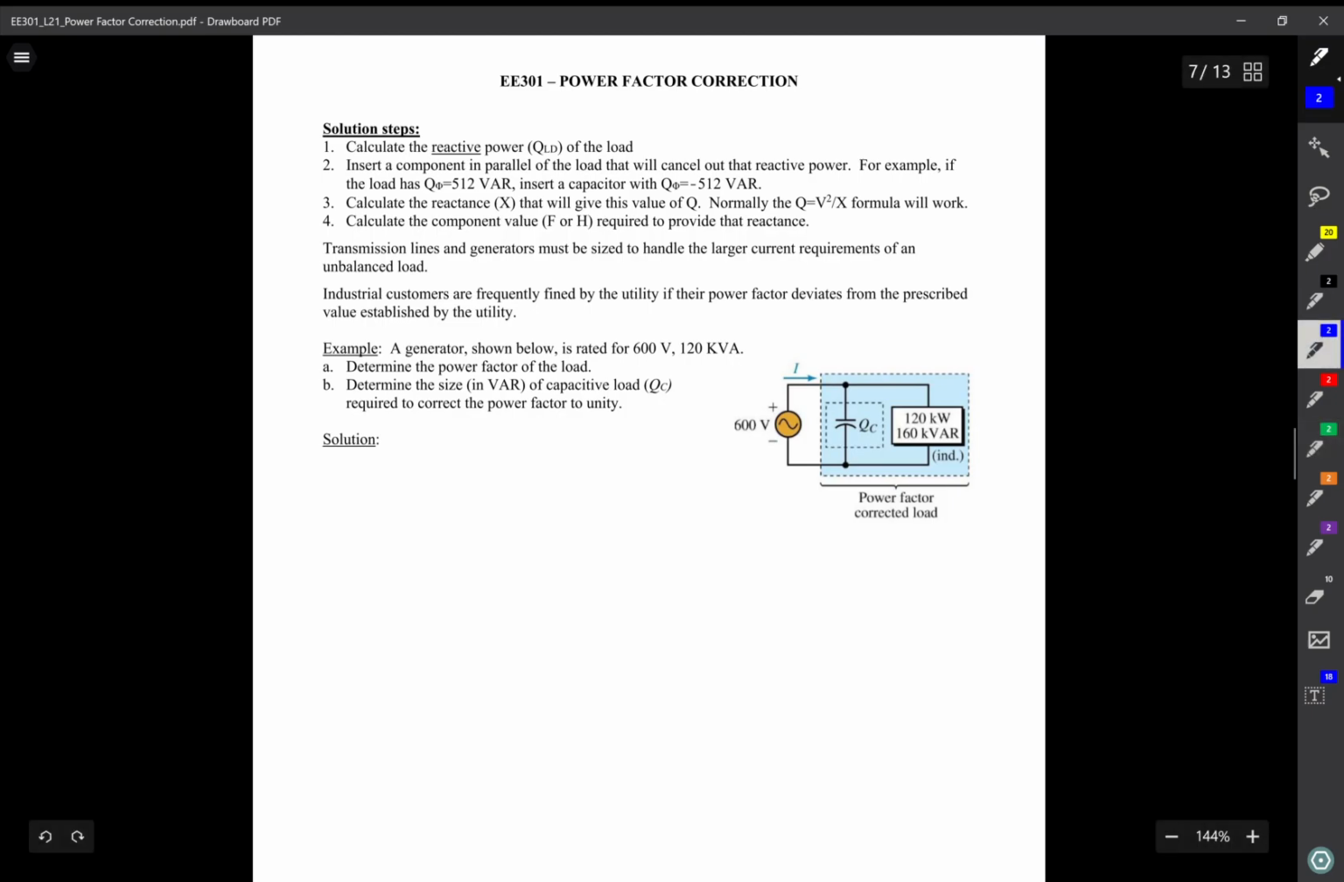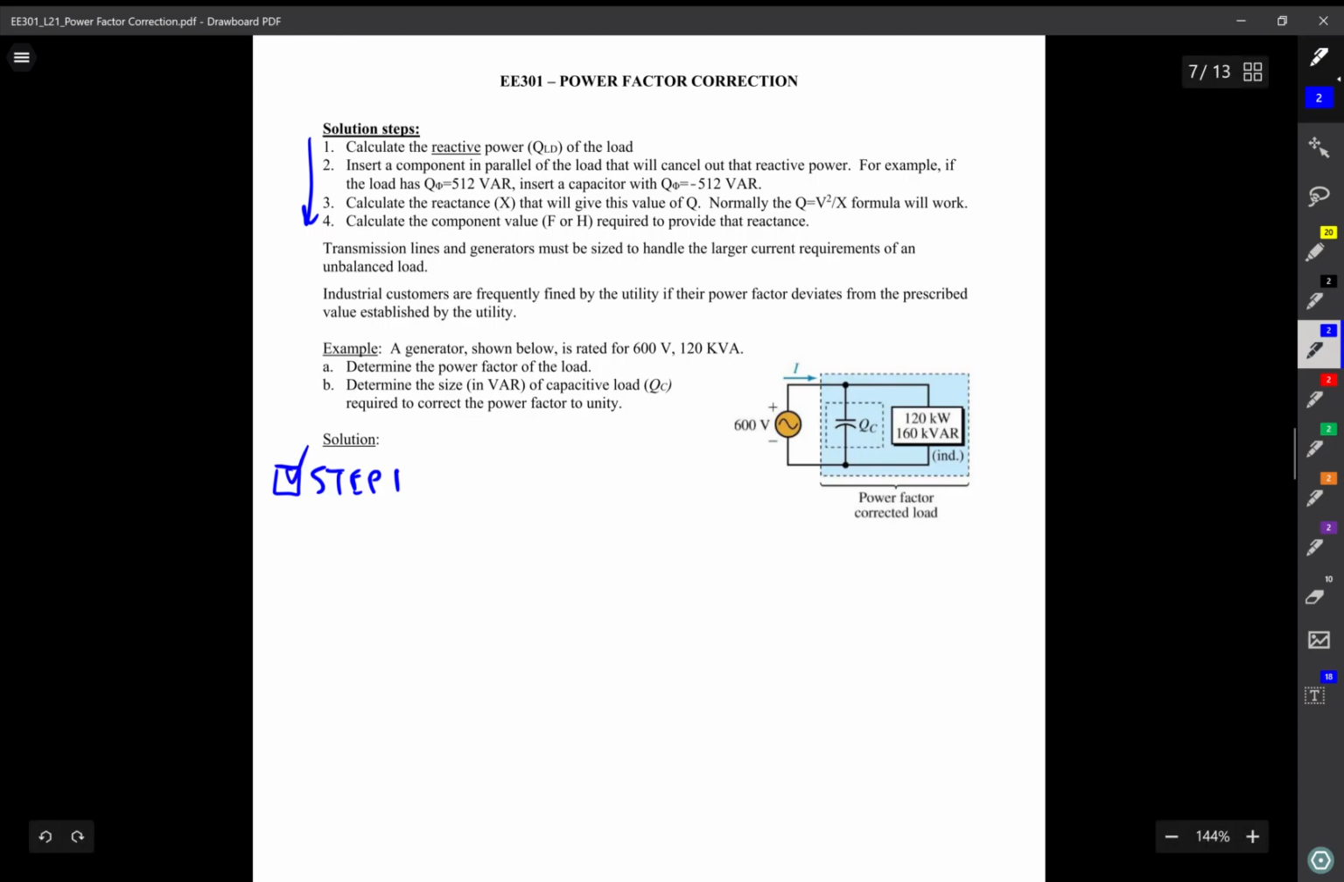I'm going to follow 4 steps right here to solving a problem like the one shown here to the right. So I'm going to follow these 4 steps, and then I'm going to go back and answer the questions A and B in this problem. Step 1. Step 1 tells me I need to calculate the reactive power, Q, of the load.